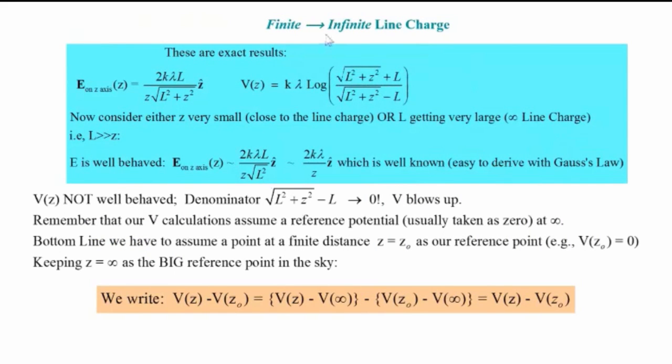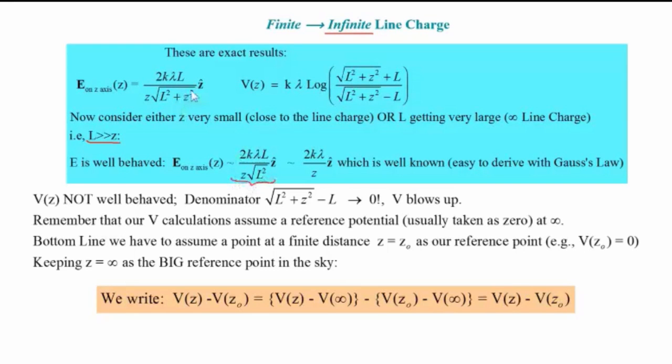Well, what happens if we go to an infinite line charge? We already have this finite line charge, and so it seems like if we just let the L values go to infinity, remember this is minus L to L, so if we let L go to infinity, the line charge goes in both directions. We should be able to get the potential due to an infinite line charge. So suppose you have L much larger than z. The E field behaves, because if you take that limit, so you take the E field and let L get very, very large, then this is the result that you get.